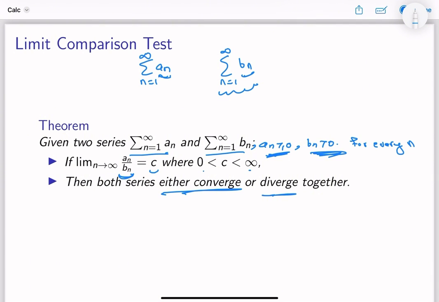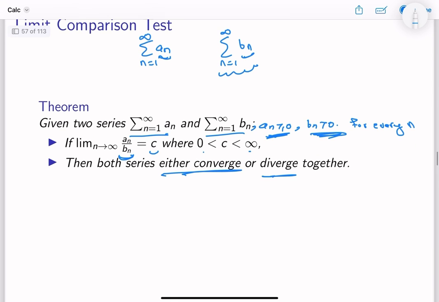Okay, so it's a long statement. Let's break it down and understand it. The best way to understand it, I guess, is to give an example. So let us do that. Here's an example.